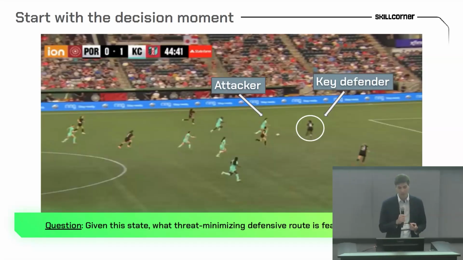This key defender has to choose a route immediately. In transition, those first few steps the defender takes determine whether or not this becomes a shot. So our question here is, in this exact state, what threat-minimizing route is still physically feasible? And I hate to break it to you guys, but we did not solve the counterattack for defense. We did not find the one way to solve it. But our whole goal here was just to generate feasible alternatives for a coach to look at.